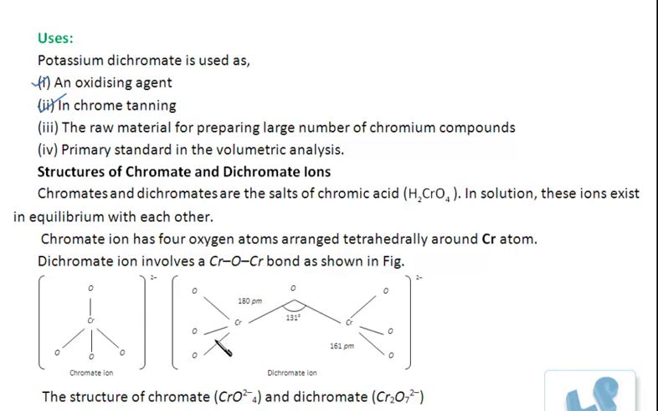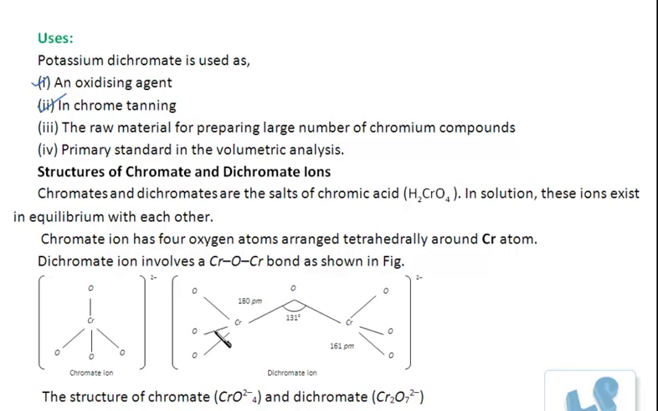These chromates and dichromates are in equilibrium with each other in the solution. Chromates and dichromates are the salts of chromic acid. The chromate ion has 4 oxygen atoms arranged tetrahedrally around the Cr atom, whereas dichromate has a Cr-O-Cr bond, and there are 7 oxygen atoms around them. So these are the structures of dichromate and chromate ions.